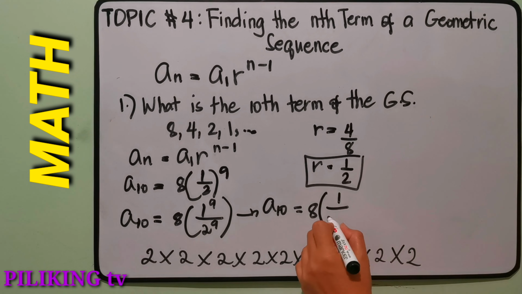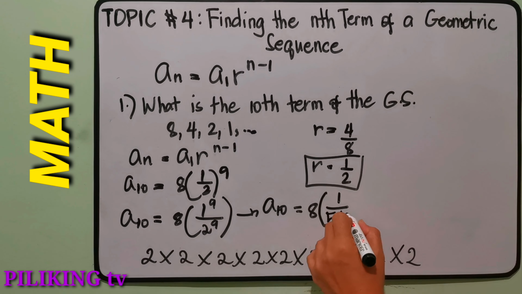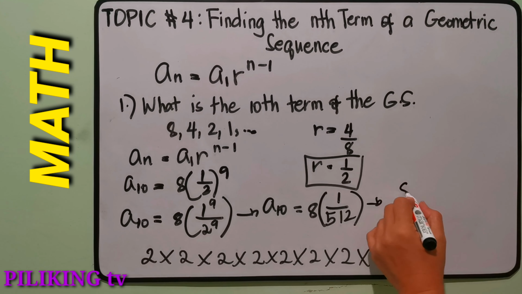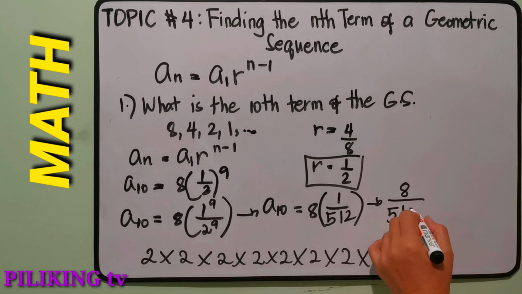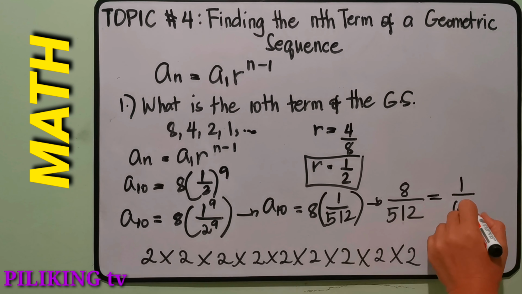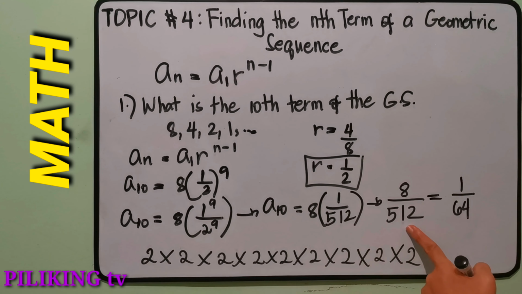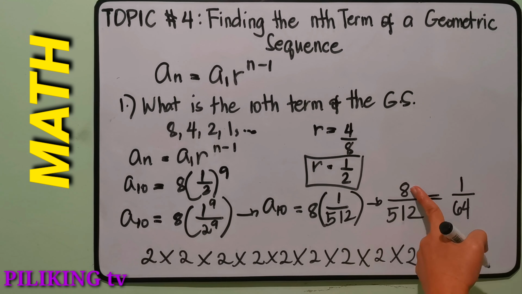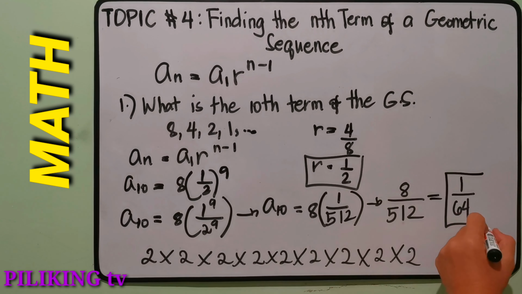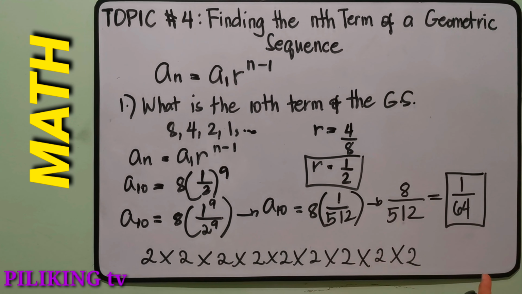512. So 8 times the quantity of 1 over 512. Okay, you can now multiply 8 times 1. So that is equivalent to 8 over 512. So what is the simplest form of 8 over 512? That is equivalent to 1 over 64, since the number that you can divide to 8 and 512 is 8. So 8 divided by 8 is 1. 512 divided by 8 is 64. So therefore, the 10th term of the geometric sequence is 1 over 64.